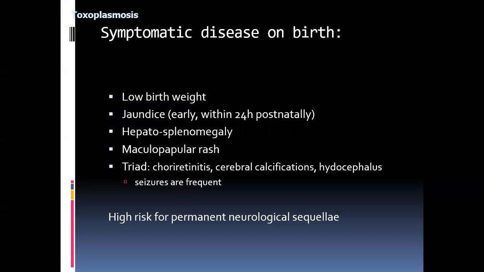Then there are maculopapular rashes, which are also a diagnostic feature. So there's a triad: first of all chorioretinitis, also cerebral cortical calcification, and along with that some seizures होते हैं, ठीक है बेटा। तो these are some manifestations that can occur.